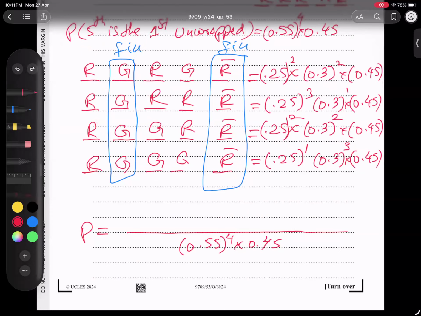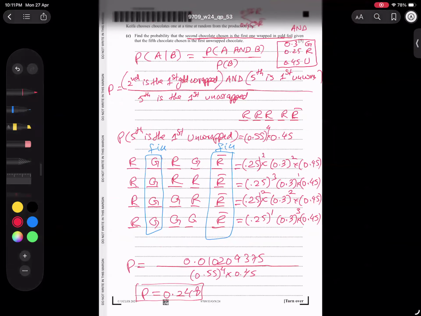What is our upper answer? Let me check it in the calculator. The upper part is coming as 1234.45. If I add them all, it is 0.010209375. The down part we have already, and if I type in the calculator, I'm getting here 0.248. This is the final answer. I hope the concept of the question is clear. It's a little difficult, but I hope you got the point.